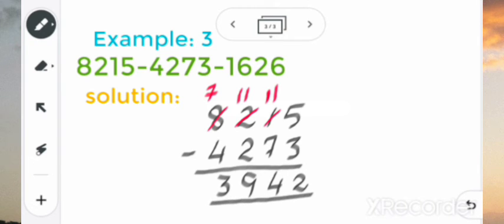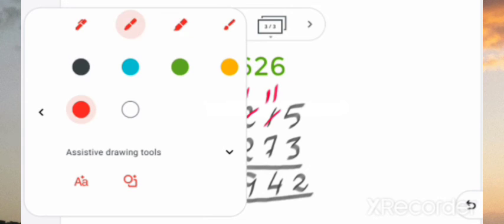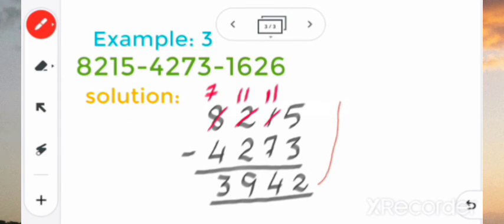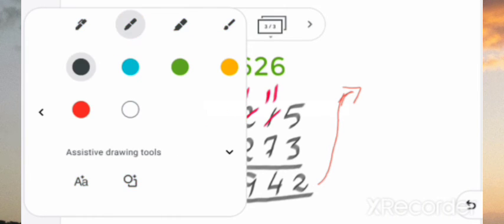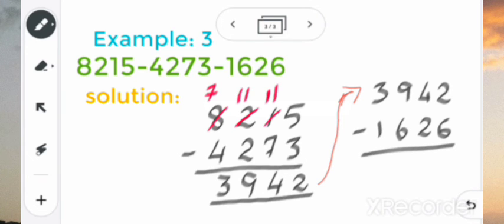Okay, now we have got the difference, 3942. From there you will subtract the third number. So from here only you will subtract the third number. So I am arranging it here. The difference we have got is 3942. So from here I am going to minus the third number. Third number is 1626.